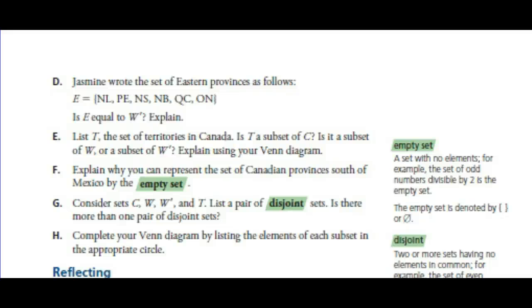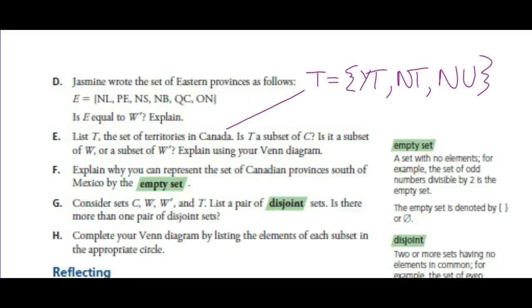List T, the set of territories in Canada. Okay, so T. All right, what were the territories? So we had Yukon, the Northwest Territories, and Nunavut, right? Is T a subset of C? Yes or no? Yes. List them. Yes. Is it a subset of W or a subset of W prime? W. Okay. Explain using your Venn diagram. Well, we haven't even filled in the Venn diagram.